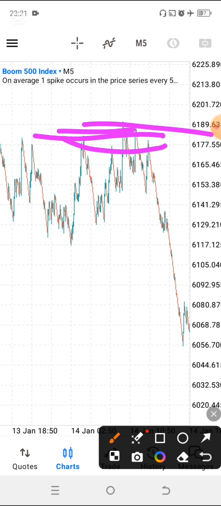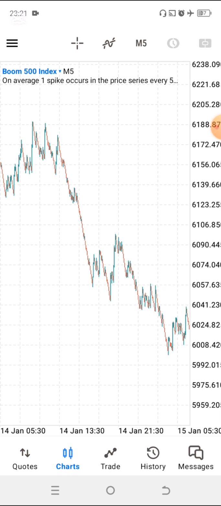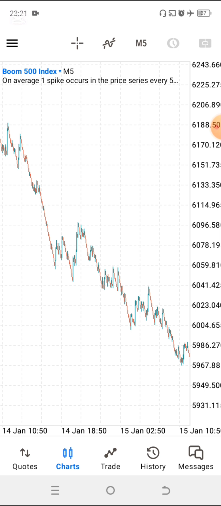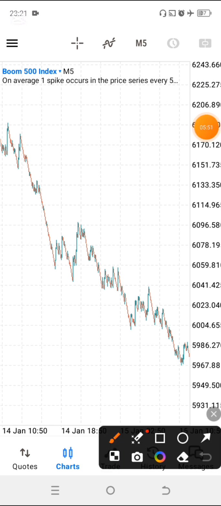So you can think that the market is respecting that area, and then the next moment you look, boom, the market has broken past that area. So I don't really like entering this type of setup. Why? Because there are many fake outs. You never know when the price is going to respect that area, right?